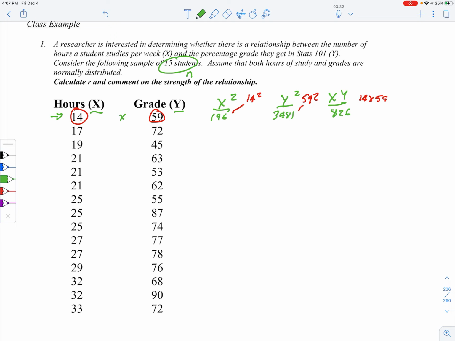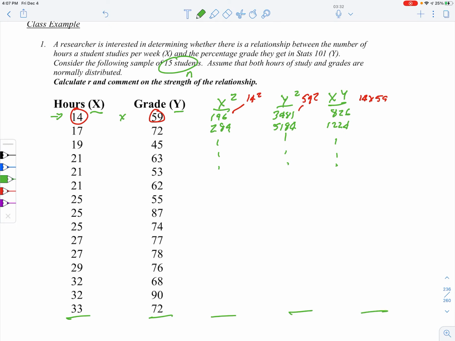So 17 squared is 289. And then 72 squared is 5184. And then 17 times 72 is 1224. And you do that all the way down until you get to the bottom here. And so what I'm going to do then is put in the sums like this.